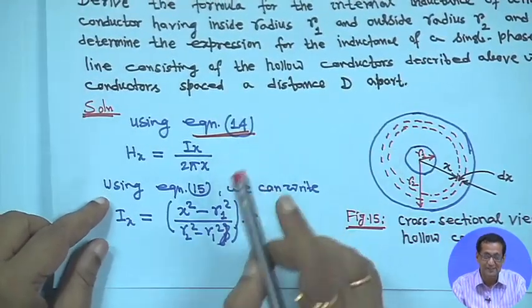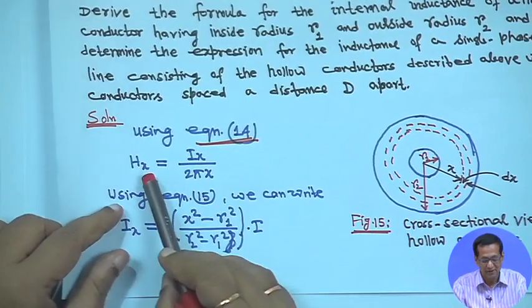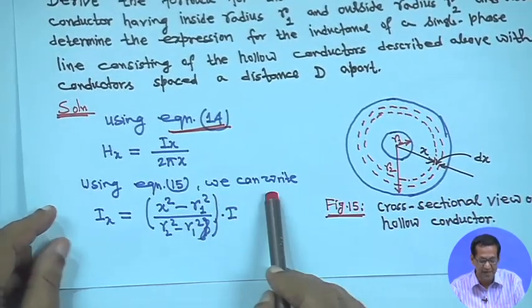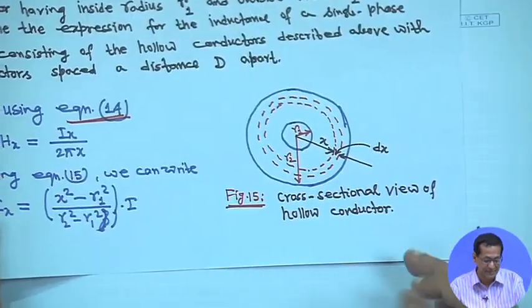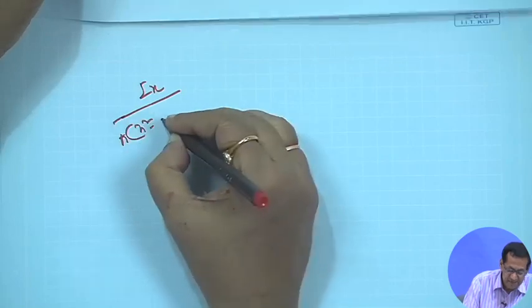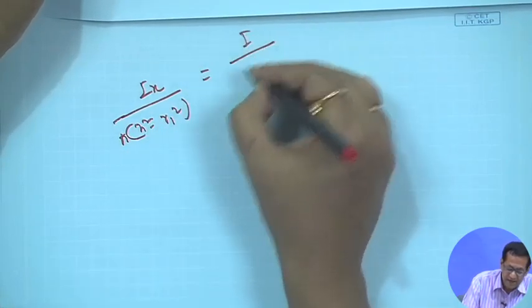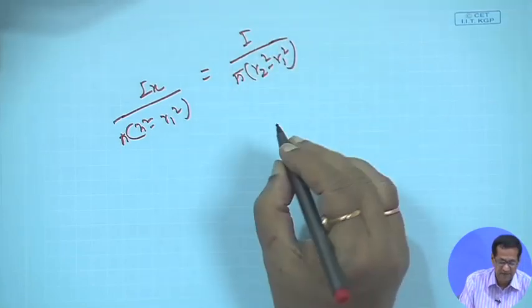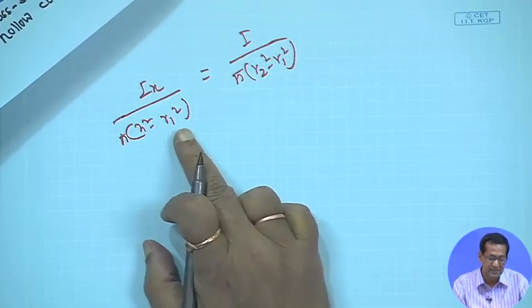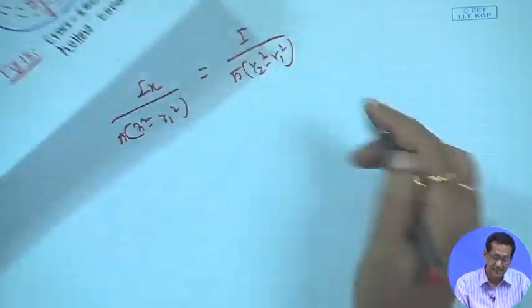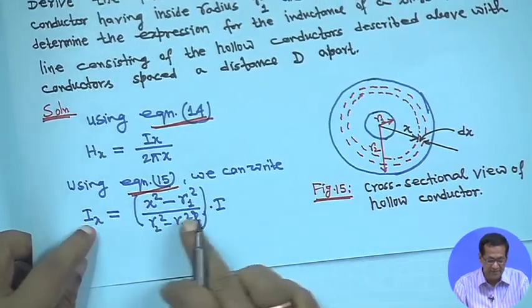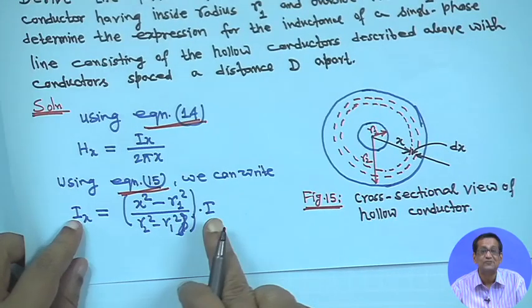Now, using equation 14, coming from Ampere's law, Hx at a distance x is equal to Ix upon 2 pi x, right, that is the magnetic field intensity. Now, using equation 15, we are assuming the current density is the same, that means at a distance x, Ix divided by pi into x square minus R1 square is equal to I divided by pi into R2 square minus R1 square. So, at a distance x, the area of this is pi into x square minus R1 square, equal to the solid portion's area, I upon pi into R2 square minus R1 square, current density the same. From that, equation 15, Ix we write as x square minus R1 square divided by R2 square minus R1 square into I, right.